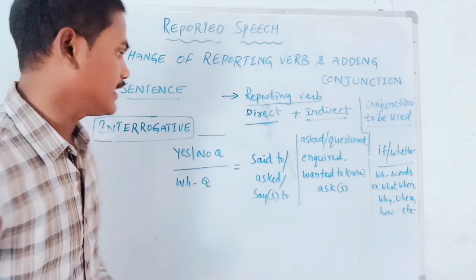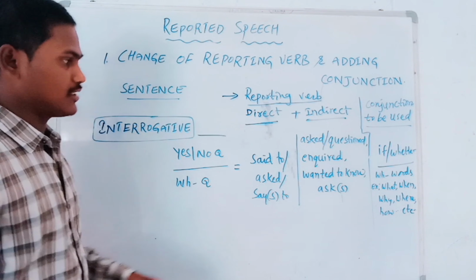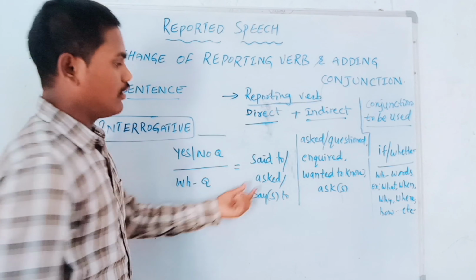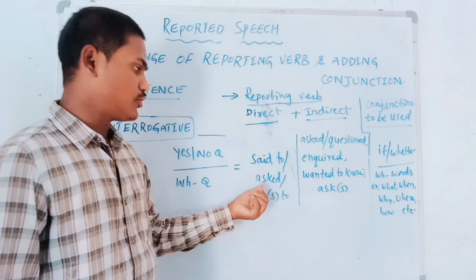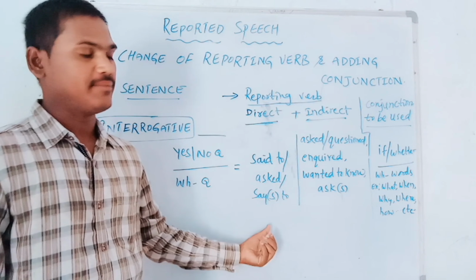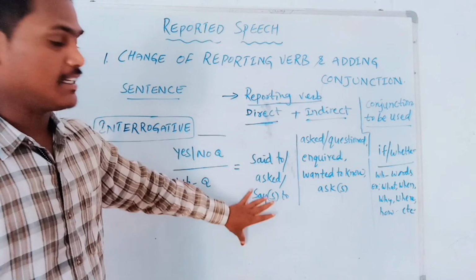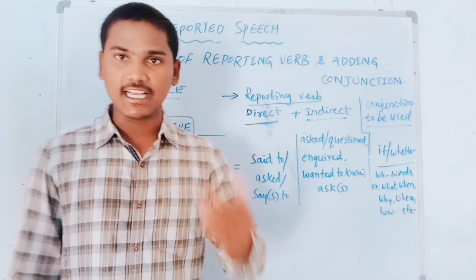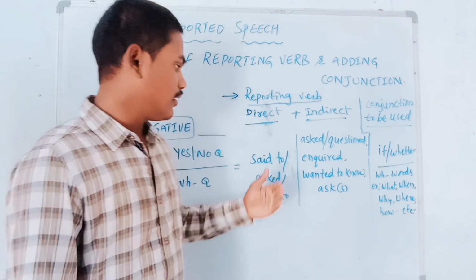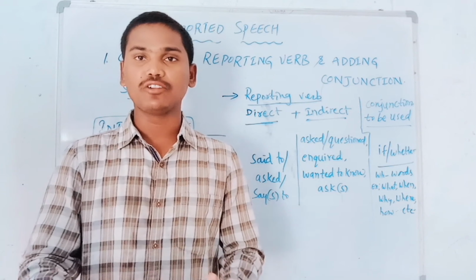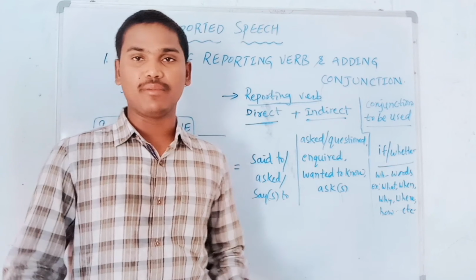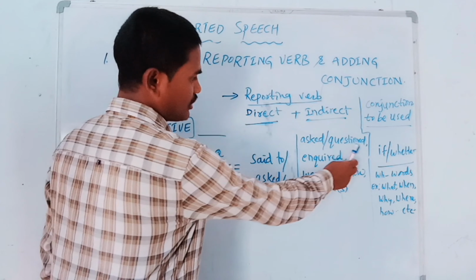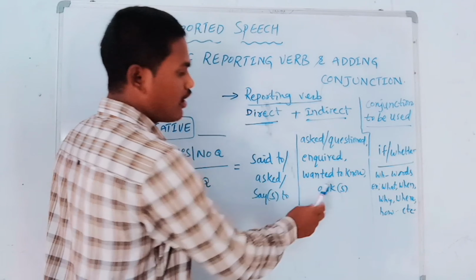Okay students, see, yes or no questions or WH questions. In these two kinds of questions, whatever comes in direct speech, in the reporting verb we get said to, asked or says to, any one of these three. But instead of these three, we must write in indirect speech, based on the question, whether it is inquiring or asking or wanting to know. Based on that, we must write in indirect speech asked, questioned, inquired, wanted to know.